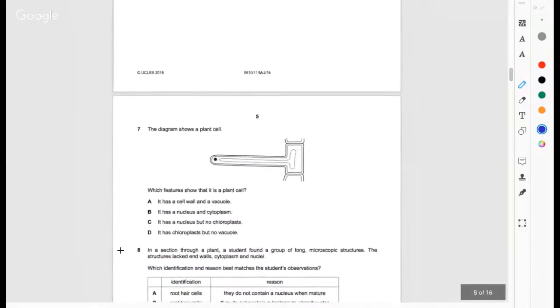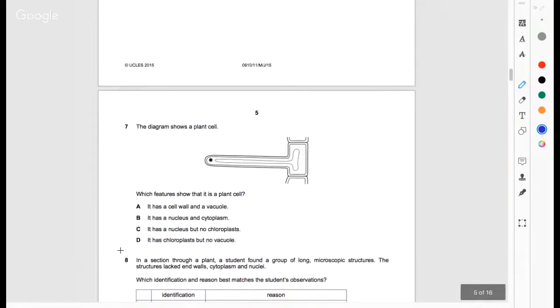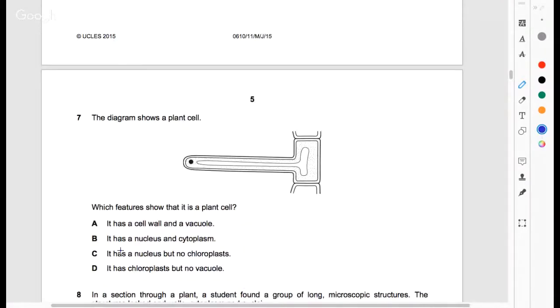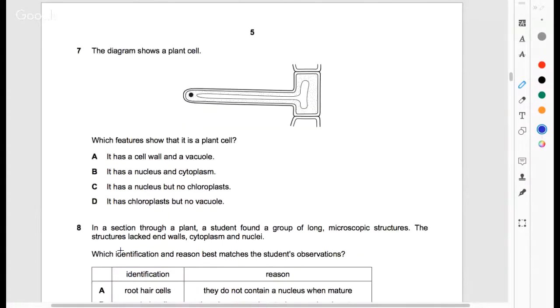Question 7. The diagram shows a plant cell. What features show that it is a plant cell? A cell wall and a vacuole. We know from the other question that a cell wall and a vacuole are both features of a plant cell. It has a nucleus and a cytoplasm. They are features of a plant cell, but they're also features of an animal cell, so that doesn't tell us it's specifically a plant cell. It just tells us it's a eukaryote. It's got a nucleus, which tells us it's a eukaryotic cell.